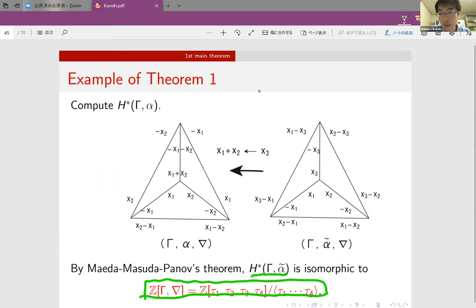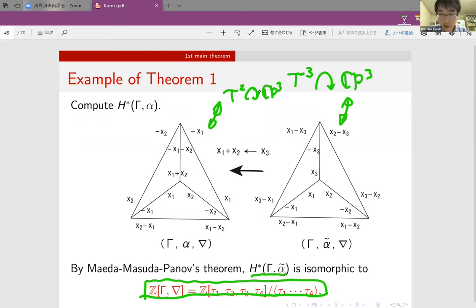Maybe you are not familiar with the GKM graph, but you are familiar with this manifold: CP^3 with a three-dimensional torus action. This is the combinatorial counterpart of these actions. This corresponds to some restricted T^2 action on CP^3. Then we can obtain this kind of GKM graph, and I would like to compute its equivariant cohomology, roughly speaking.